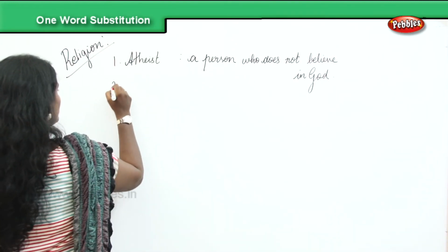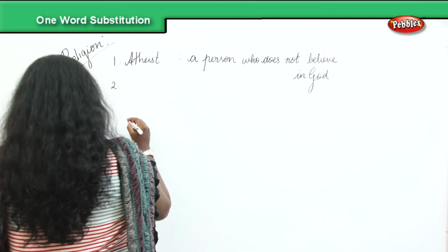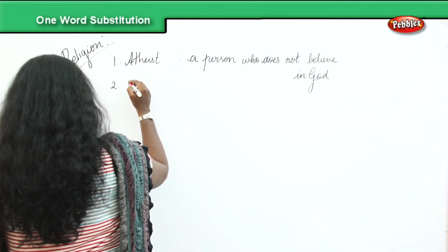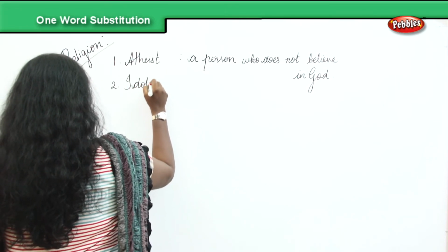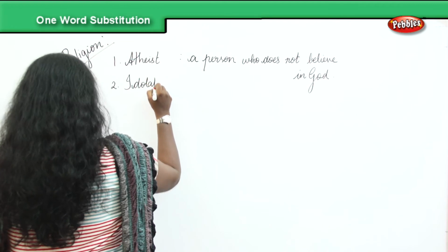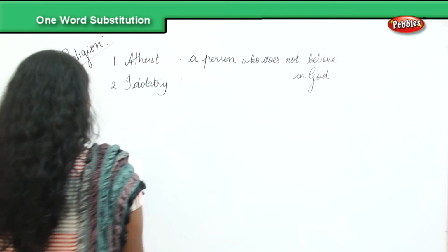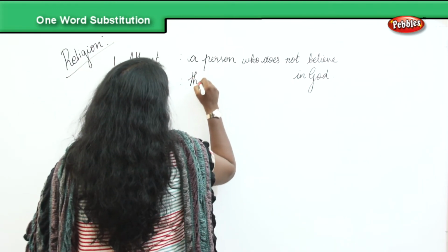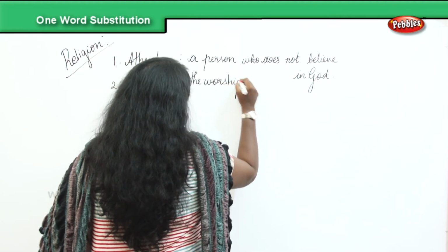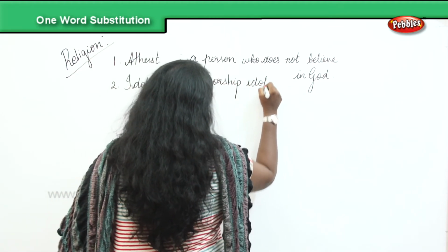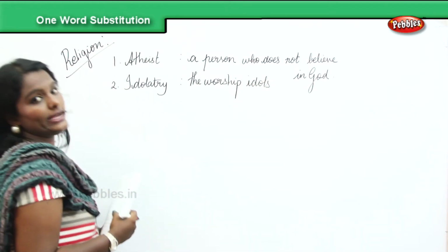The next word is going to be idolatry. What is idolatry? The worship of idols. So the worship of idols or false gods is called idolatry.